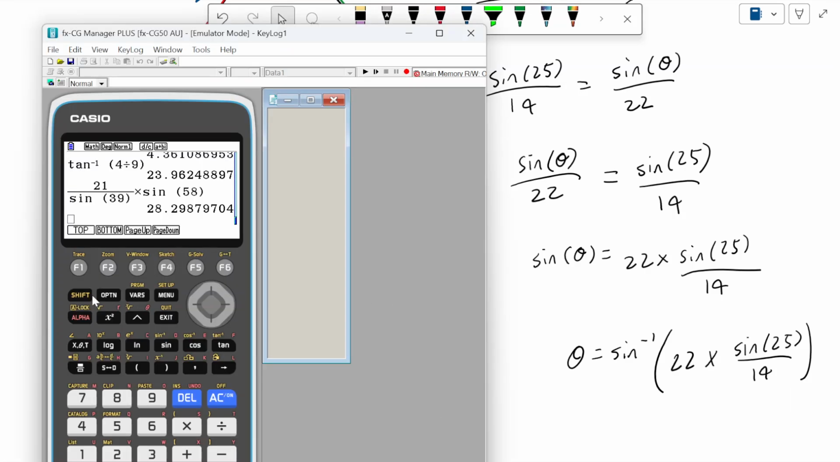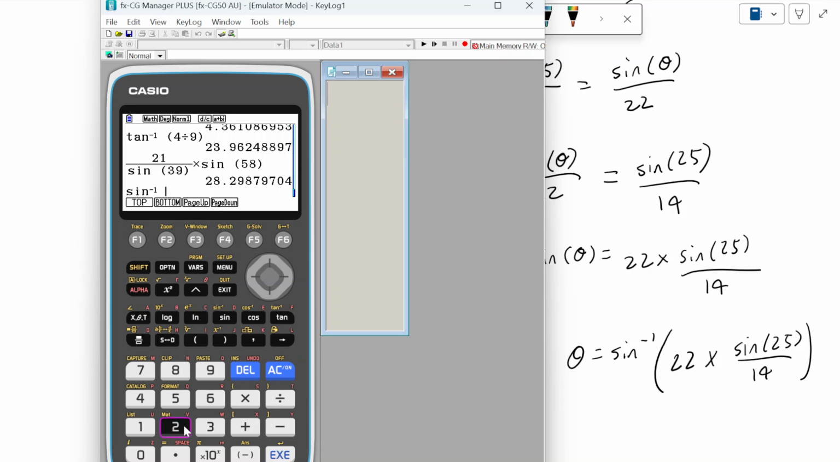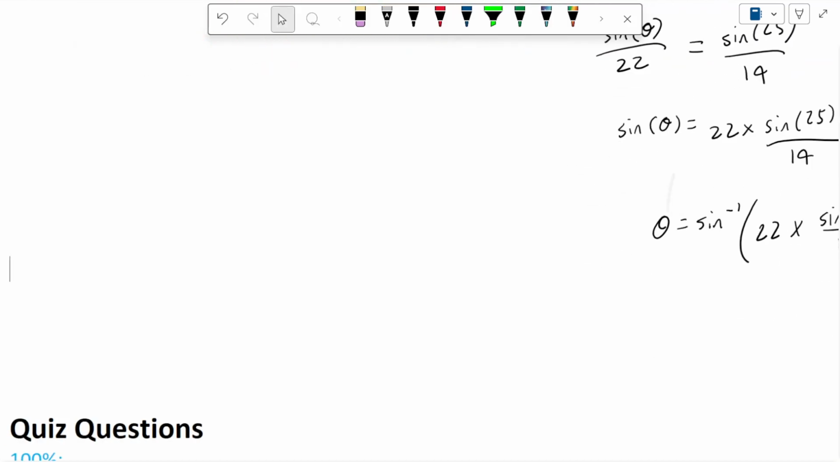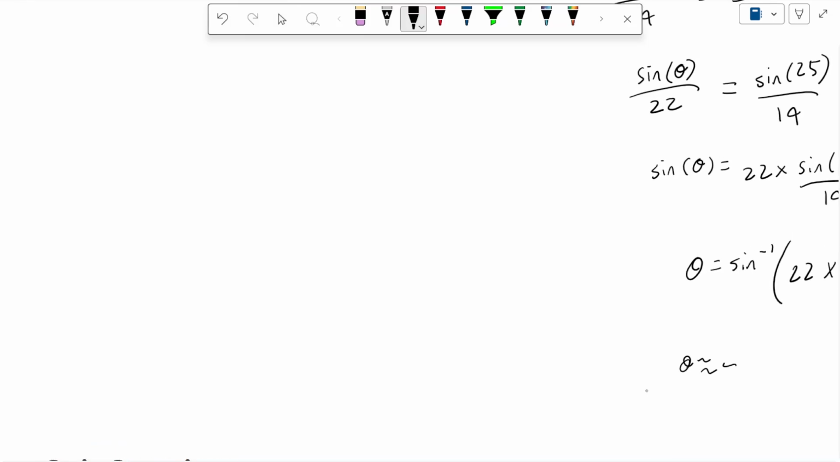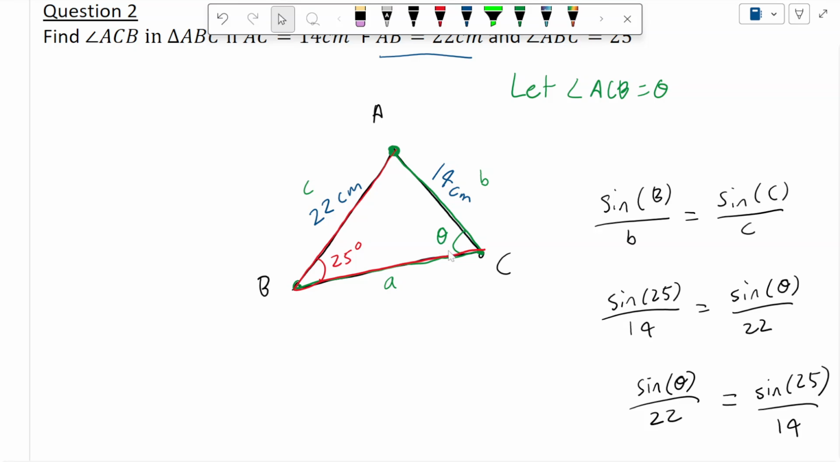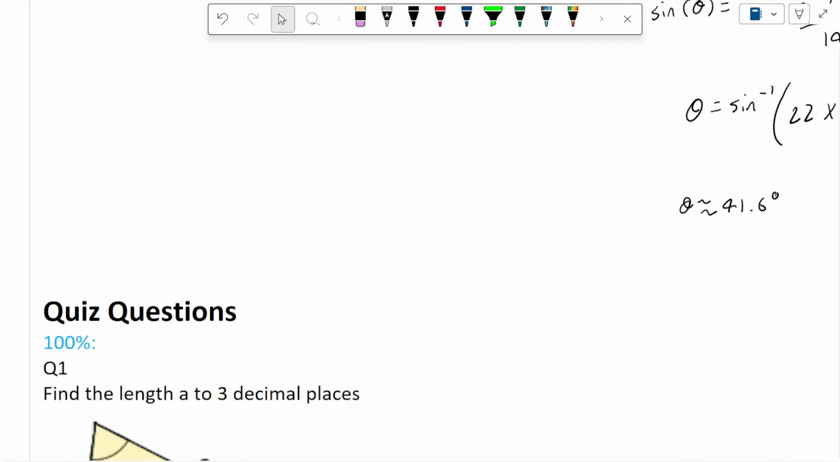If you want inverse sine on your calculator, it's under shift sine, and then we can put in what all those things are. So 22, make sure you open a bracket, 22 times sine of 25 all over 14. Close your bracket off, and then that should give us approximately 41.6. Theta roughly equals 41.6 degrees. Okay, so we've got that theta there, 41.6 degrees. So that is really good.